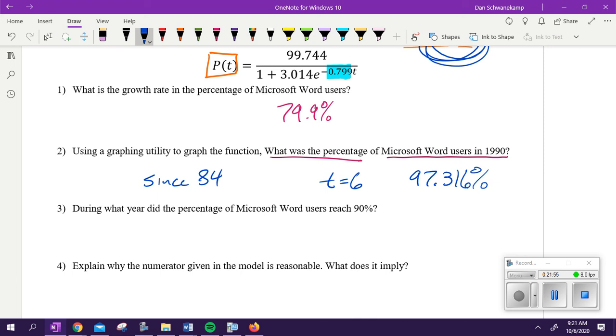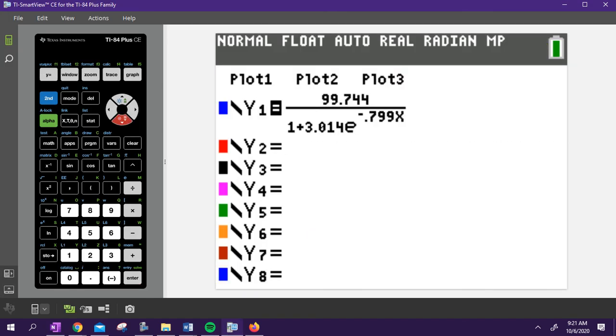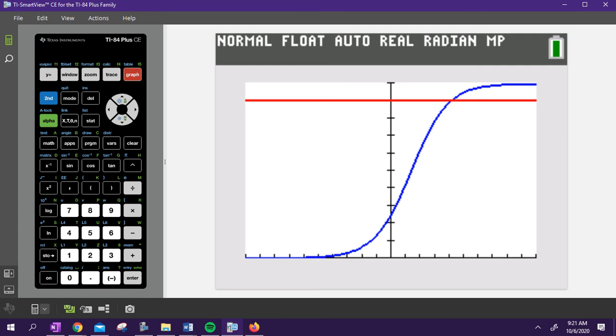During what year did the percentage of Microsoft users reach 90%? What can I do to figure out when we reach 90%? Y equals 90, because we want to know when it's 90%. 90% is a Y value here. So we're going to graph 90. There's 90 right there. We're going to find out where they intersect.